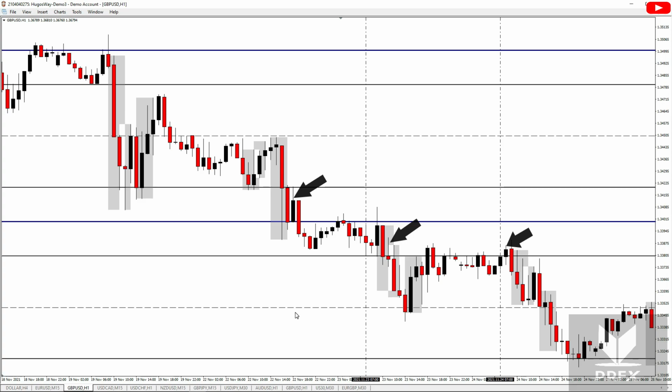But it reacts to this second order block right here and reacts to the 80 big figure. Is that an accident? I don't think so. And price traded lower once again, formed another order block right there at the 80 big figure during London.